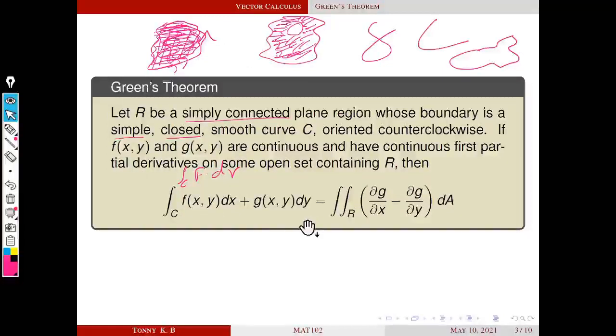That is, Green's theorem helps to convert a double integral over a plane region, now here R is a plane region, into a line integral around its boundary, and vice versa.